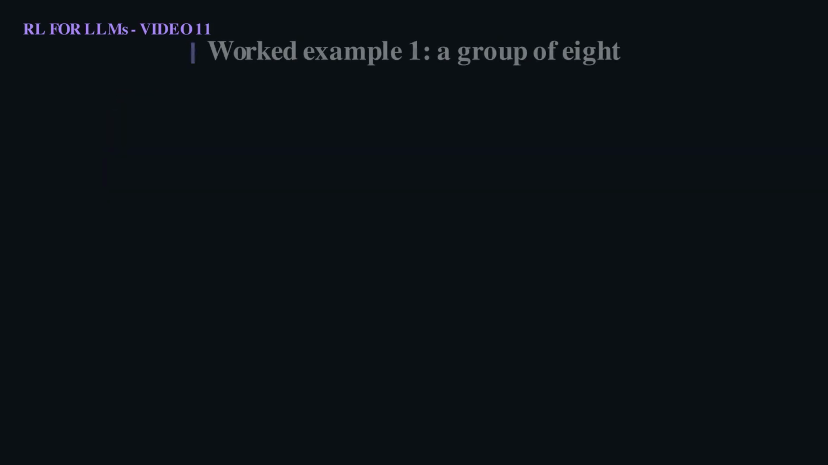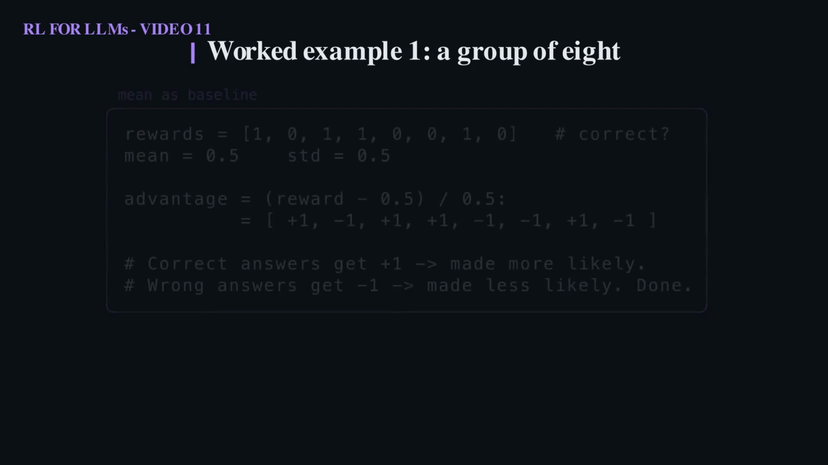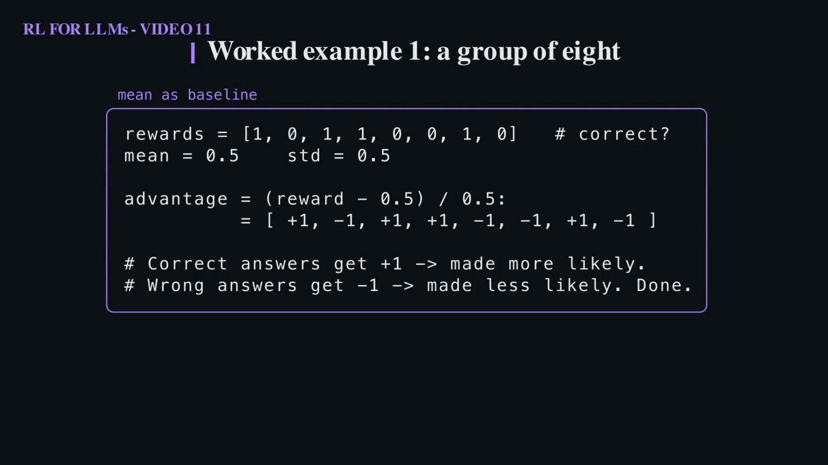Let us compute one by hand. Sample 8 answers to a math prompt, 4 are correct and 4 are wrong. The mean reward is a half and the standard deviation is a half. Subtract the mean and divide by the deviation, and every correct answer gets an advantage of +1, every wrong one -1. That is the whole update. The correct answers are made more likely, the wrong ones less likely, and the group defined the bar entirely on its own. No value network ever ran, which is exactly the memory we saved.